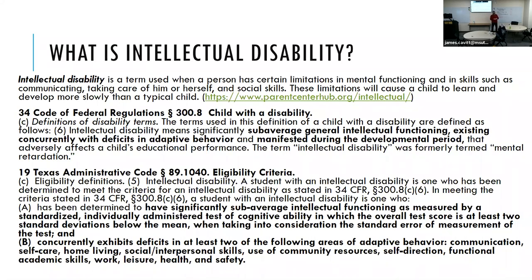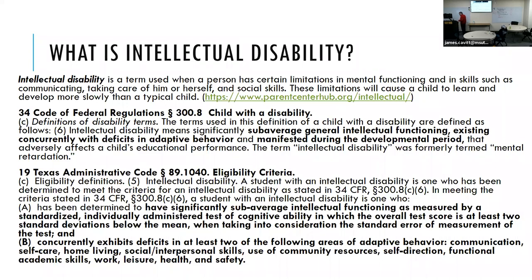So we lean toward those, the old-timer ones, like the Wechsler IQ test, the Stanford-Binet, the Woodcock test of cognitive ability. Then we get to other ones that are not very good that we don't use very often. So we have to take into account the standard error of the measurement, and then concurrently exhibits deficits in at least 2 of the following areas of adaptive behaviors: self-care, home living, social and interpersonal skills, etc. So we have to know not only that they are intellectually challenged, but that it is exhibited in their day-to-day life activities, and so we have to assess that.